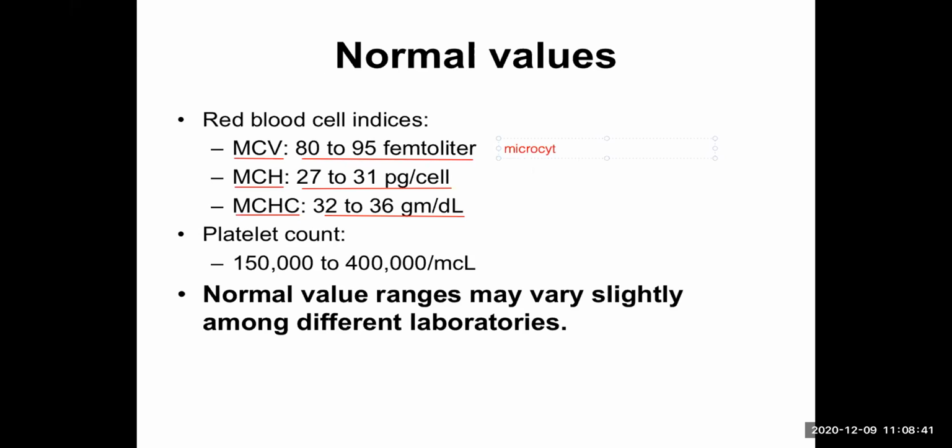Microcyte and macrocyte. When MCV is lesser than 80, microcyte. When it is more than 100, macrocyte. Okay. Now MCH, mean corpuscular hemoglobin, 27 to 31. If it is less, we call it hypochromic anemia. And MCHC, if it is less also, we call it hypochromic anemia because they are measuring the hemoglobin concentration.